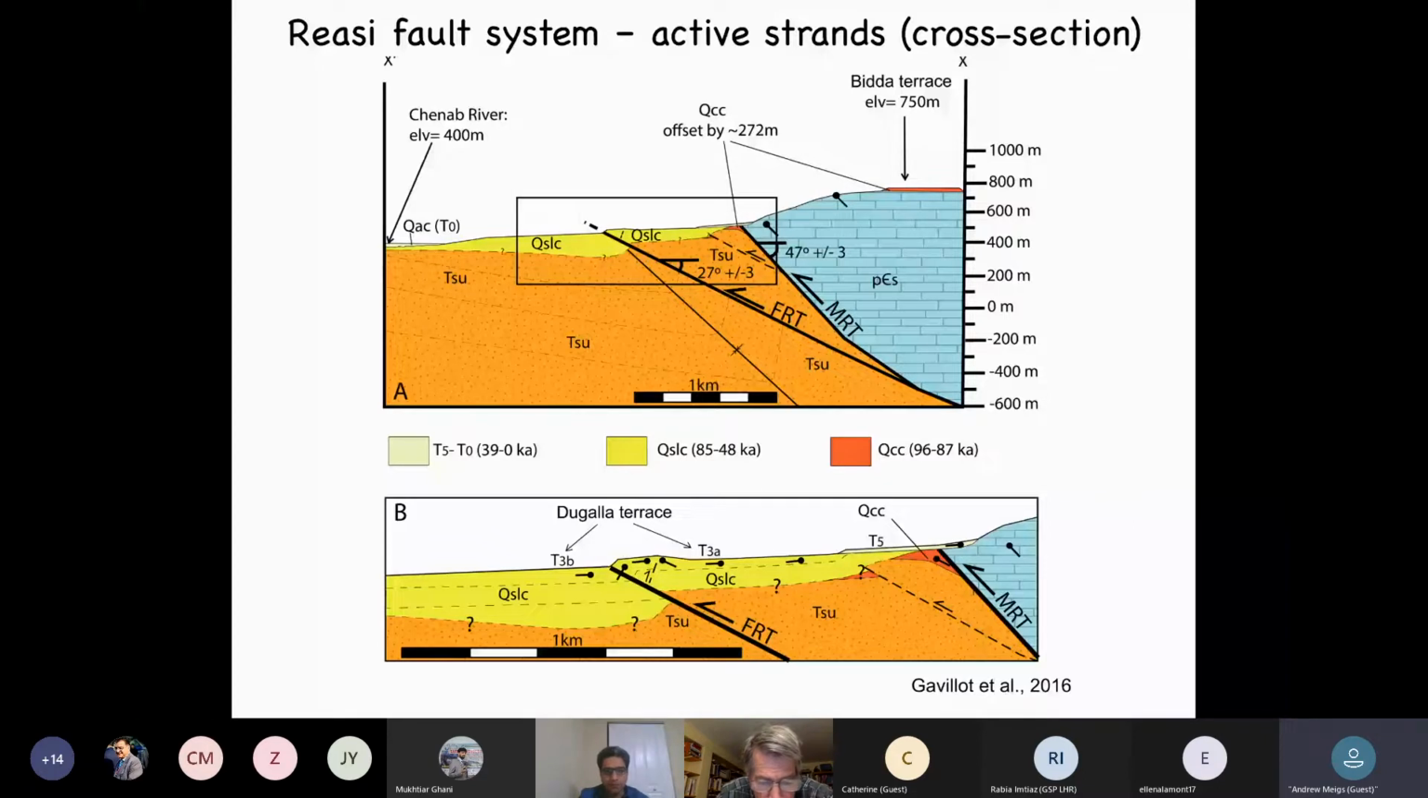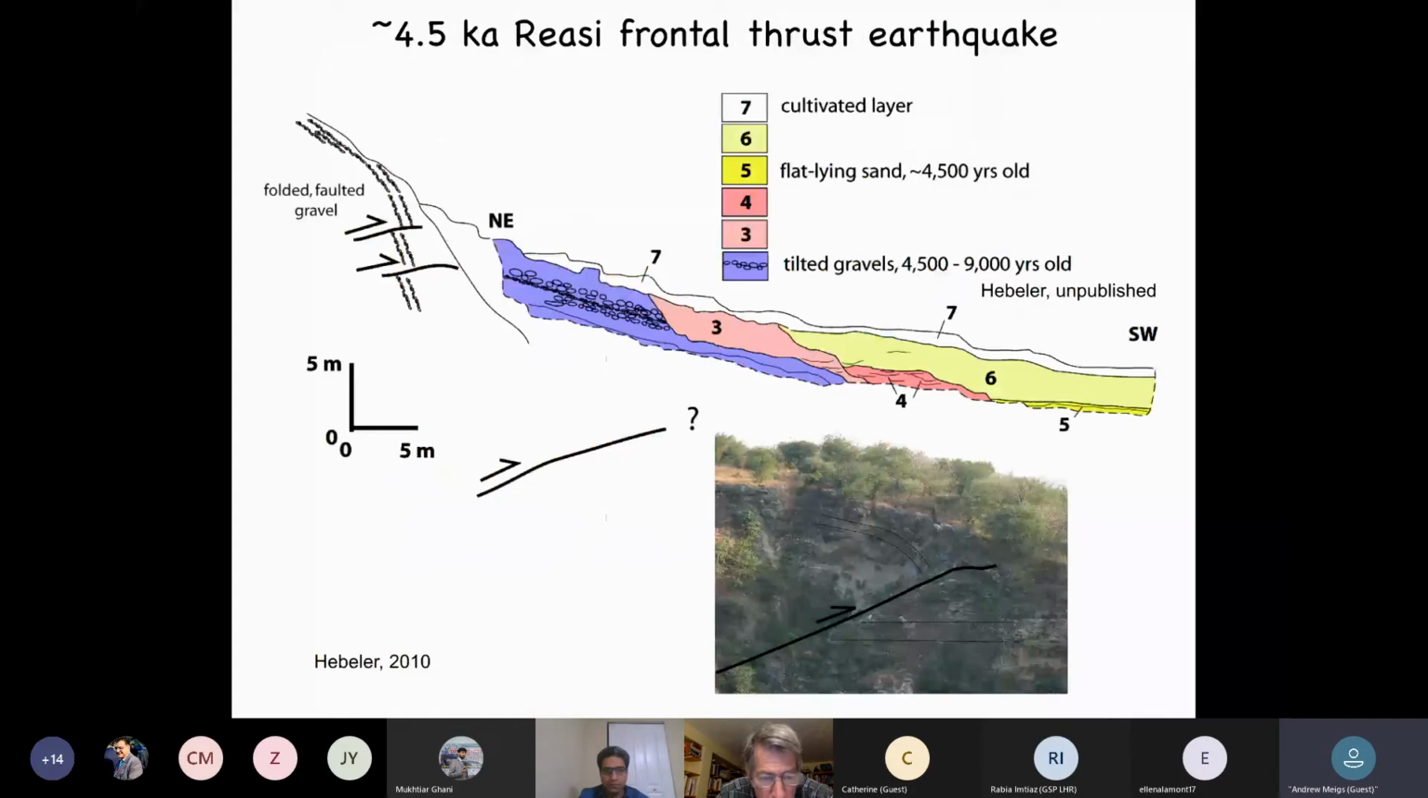And in the master's thesis of Aaron Hebler from Cal State Northridge, one of Doug Yule's students, in a huge trench that we dug across the Riasi Fault, we were able to demonstrate that there are a suite of tilted gravels here in purple that range in age from 4,500 to 9,000 years old, that are unconformably overlain by a package of rocks given by these yellow colors, Unit 5 and Unit 6, that are 4,500 years or younger. And what we infer this to mean is that we captured at least one paleo earthquake on the Riasi Fault, which must have occurred prior to about 4,500 years ago.